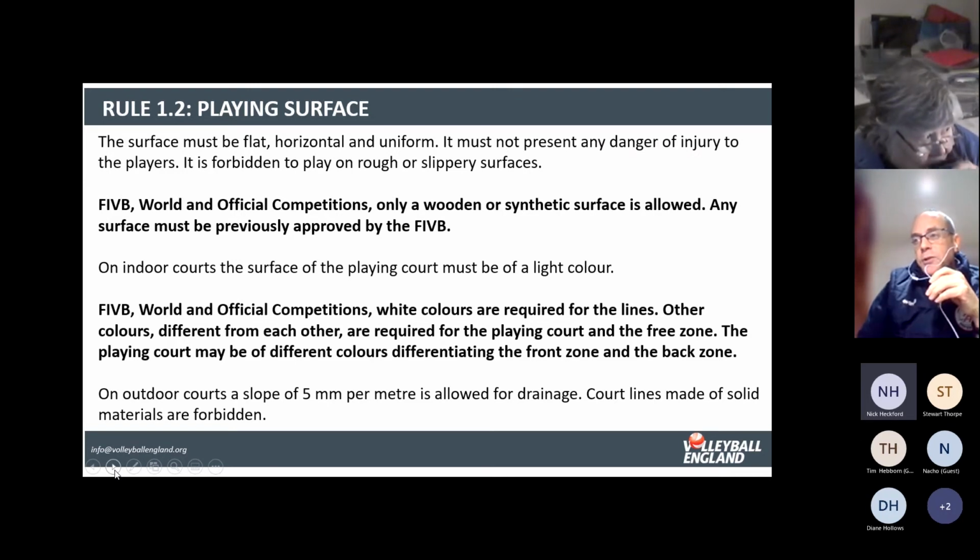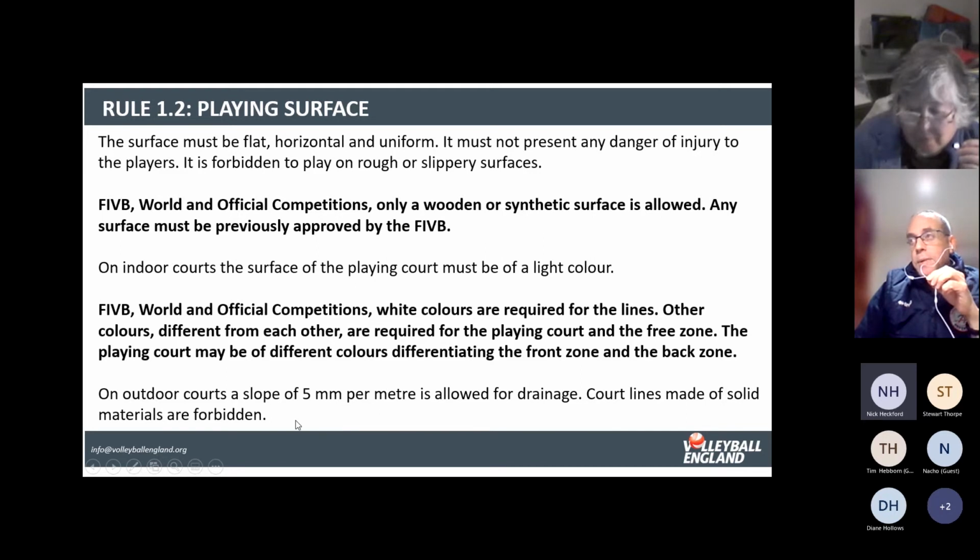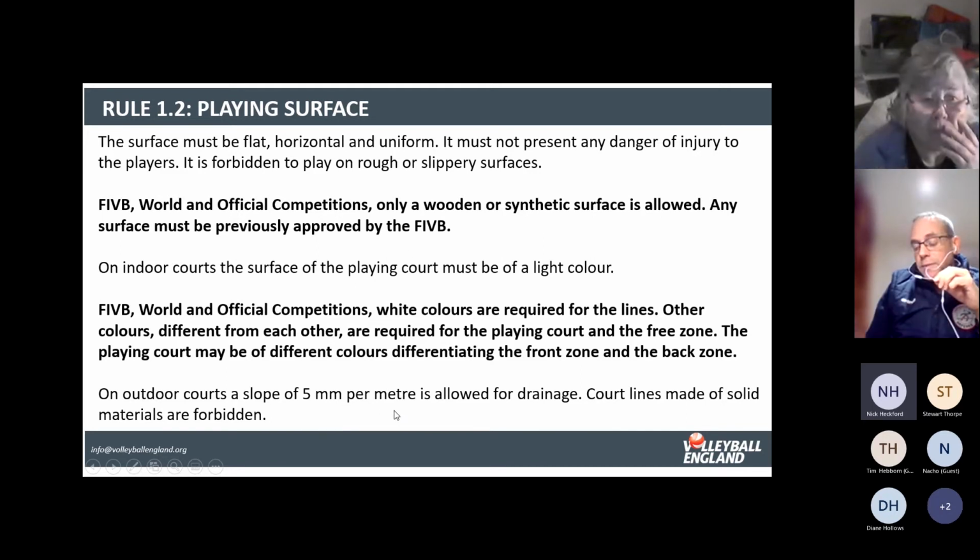The rules go on to say that outdoor courts should have drainage allowed for them, but we don't have too many outdoor courts, and the ones that we have are temporary, and therefore I'm not sure that we would worry too much about that one as we go on.